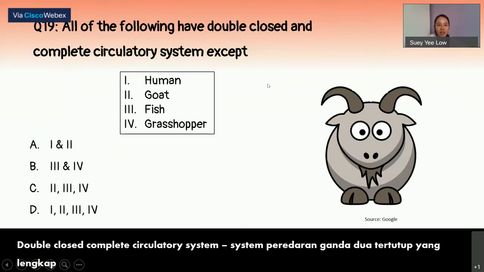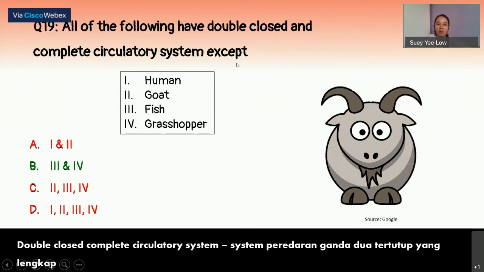So question 19. All of the following have a double closed and complete circulatory system except. Double closed and complete circulatory system basically means mammals. So you have to pick all the mammals. The mammals here are only the human and the goat. So the answer will be, oh, you said except. See, I go into the trap. So you said except. Of course, it's fish and grasshopper, because fish has a single circulatory system, and the grasshopper belongs to the open circulatory system. So be careful of the question.